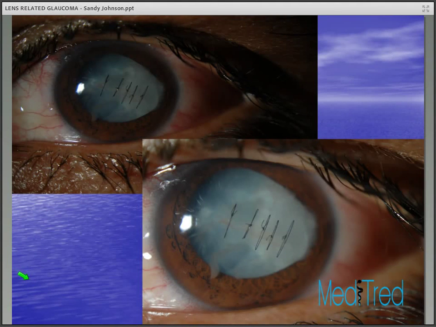Here's a picture of the eye that I mentioned with trauma, and you can see down here that there's a rent in the anterior capsule, and you can see some of this lens material that's been liberated, and this led to elevated high pressure.